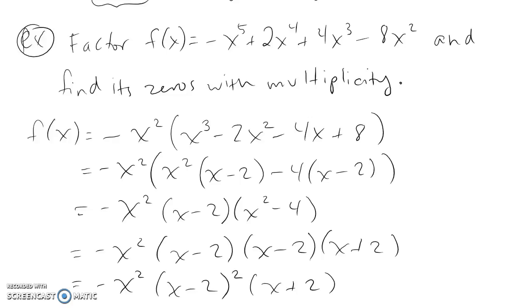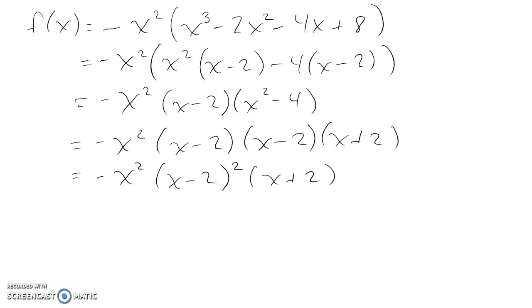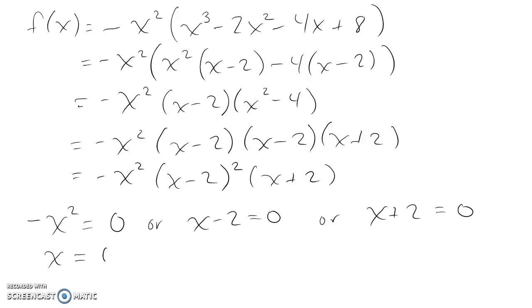So now I might say, okay, what are the zeros of this function? Well, the zeros are the x-intercepts, so that's where the entire function equals 0. That's going to be where each of its factors equals 0. So either minus x squared is equal to 0, or x minus 2 equals 0, or x plus 2 equals 0. Solving for x, I get 0, but notice because of the square, I'm going to get it twice, because I could rewrite minus x squared equals 0 as x equals 0 or x equals 0 in order to make that a true statement.